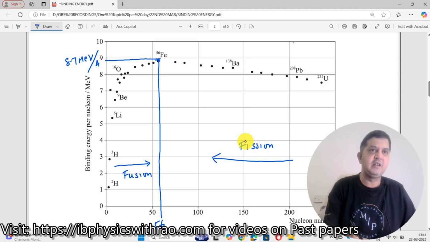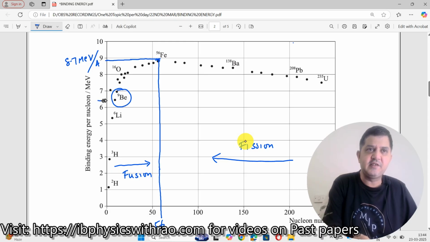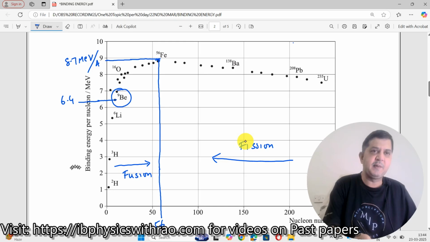Let us take, for example, beryllium. What is the binding energy per nucleon for this? It is seen to be 6, 7, not 6.5, maybe 6.4. Let us take the approximate value 6.4 here. Beryllium is being formed from lithium. Lithium 6 is something like 5.2 or 5.3, so I can take 5.3 here. And hydrogen 3, the H3 here, is around 2.9. I'll assume that 3 plus 6 gives rise to 9.